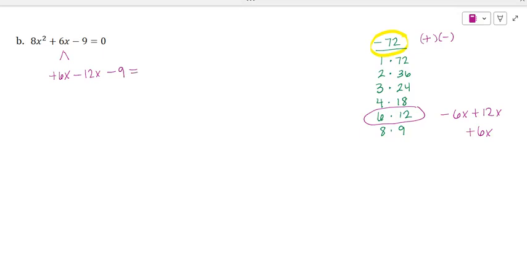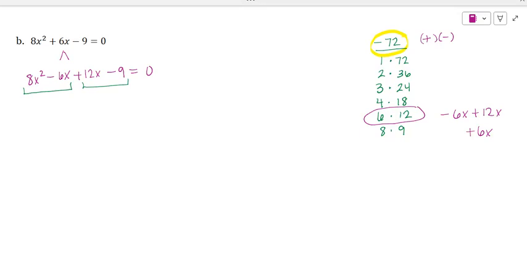Oops, I meant the other way. This should be the minus, and this should be a plus. Okay. Next, we're going to group together the first two terms and the last two terms.